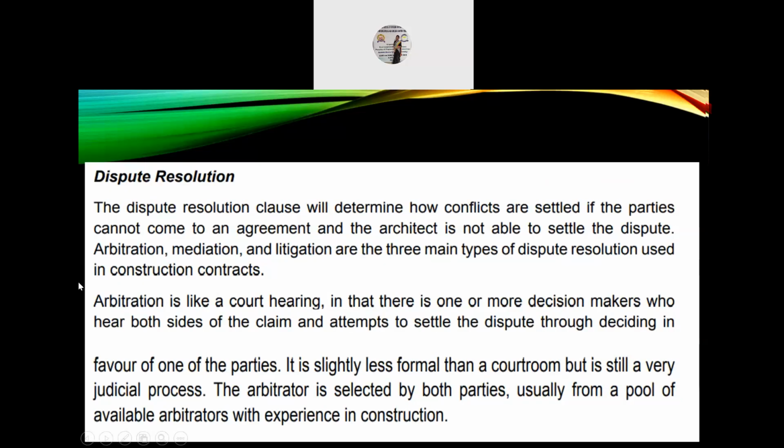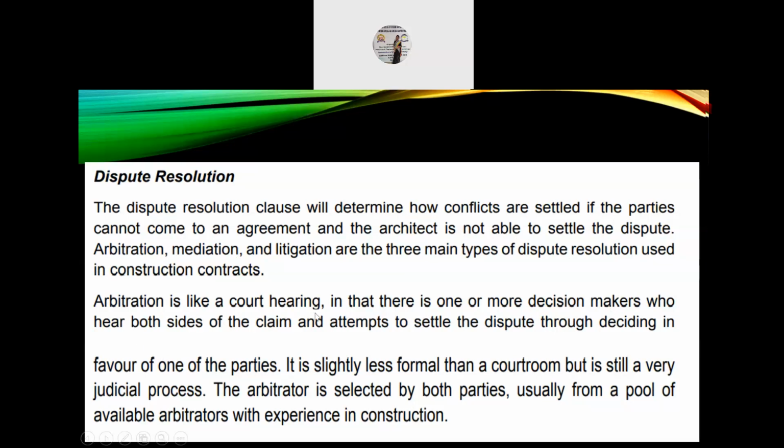Dispute resolution. The dispute resolution clause will determine how conflicts are settled if the parties cannot come to an agreement and the architect is not able to settle the dispute. So arbitration, mediation, and litigation are the three main types of dispute resolution used in construction contracts.